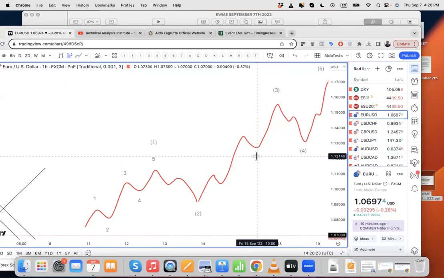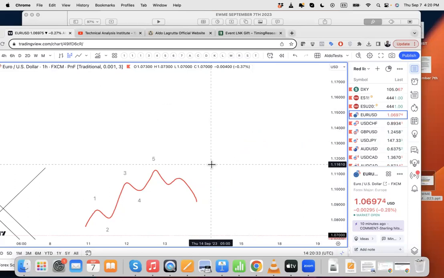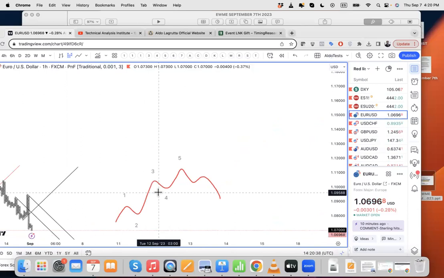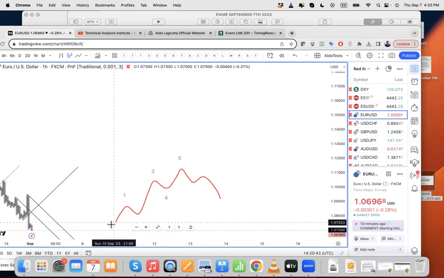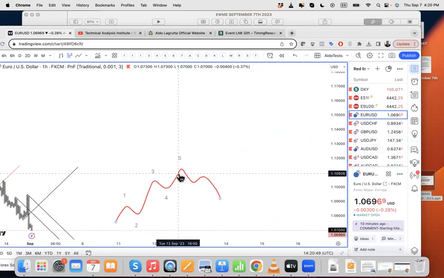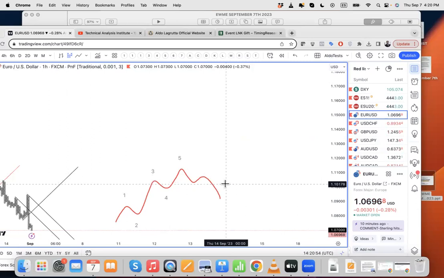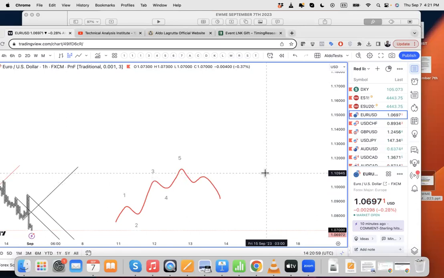Now, this particular one, and we can use one of them, let's use this. This particular one is an impulse. Impulses have very particular characteristics. All of these legs, the one, the three, and the five, they all develop or subdivide into five small waves. The diagonals are not that way. The diagonals are a bit different.